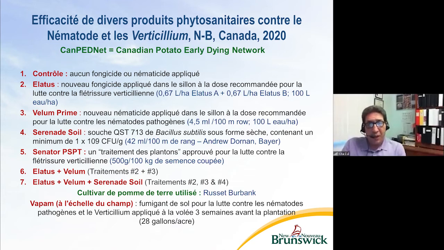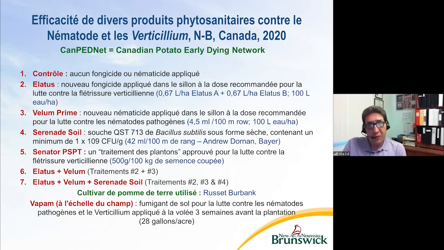I'm part of a big network called Canadian Potato Early Dying Network. We have more than 20 scientists working on potato early dying from all aspects. So one of the aspects is to see the efficacy of various products that are available in Canada, see how effective they are against early dying. So this experiment was supposed to be repeated in various provinces. I think it's in 5 or 6 provinces.